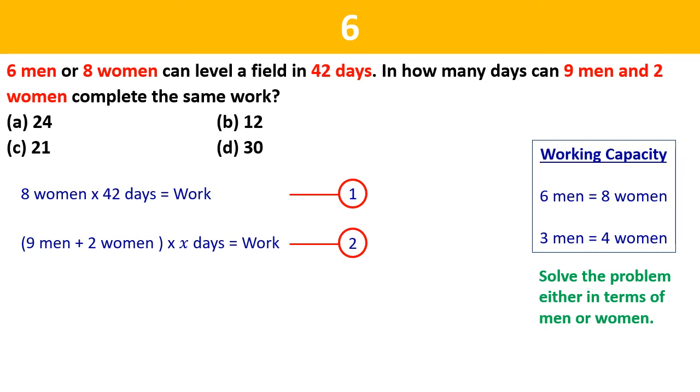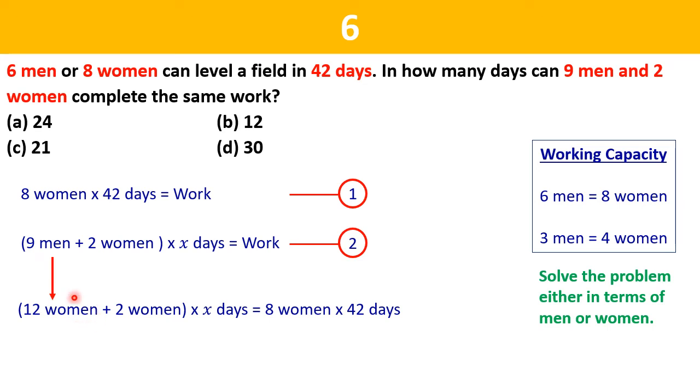As we have decided to solve the question in terms of women, we should convert the men to the equivalent number of women. So 9 men are equivalent to 12 women, because 3 men are equivalent to 4 women. So I am replacing men with women here. 9 men are getting replaced by women, and 2 women I am writing as it is, into X, and I am equating it with the first equation, that is 8 women multiplied by 42 days. Now solving this equation, you can determine the value of X, which will come out to be 24 days.